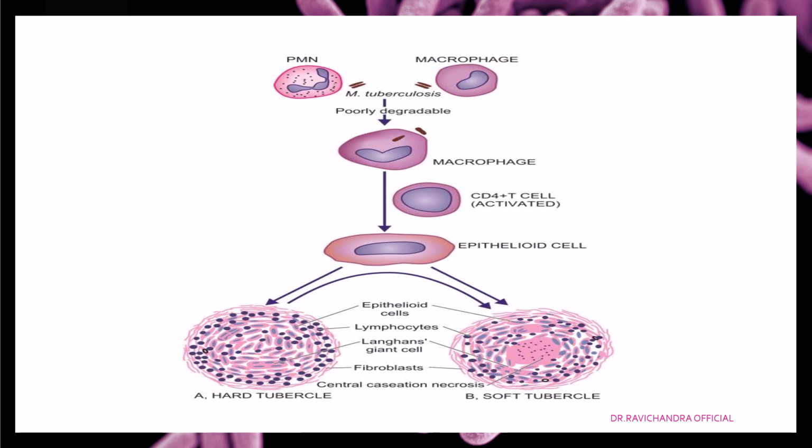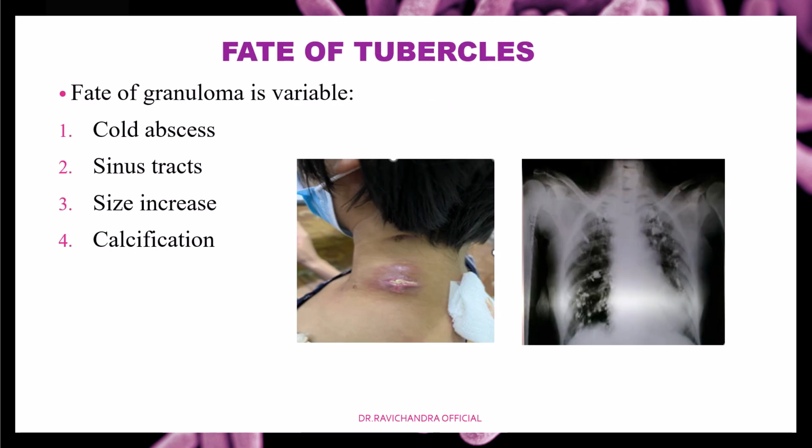These epithelioid cells will fuse to form multinucleated giant cells. So there will be epithelioid cells and multinucleated giant cells. Around them there will be fibroblasts. This all together is called a hard tubercle. If it is replaced in the center with caseous necrosis after 10 to 14 days, then it is called a soft tubercle, which is a hallmark of tuberculosis.